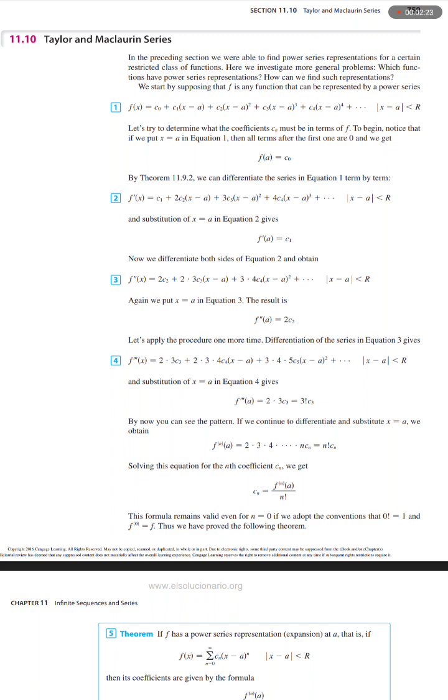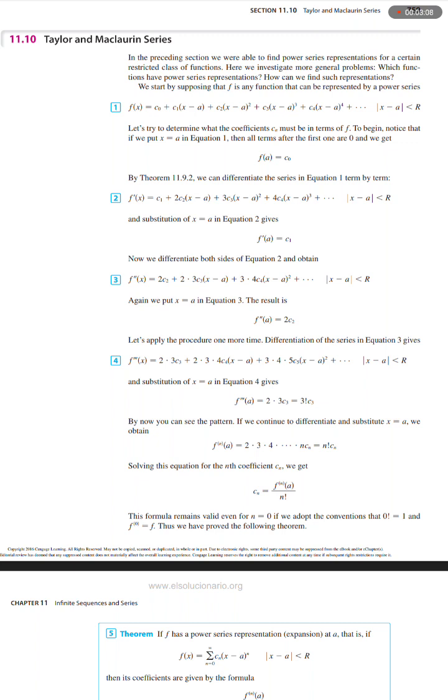Now we differentiate both sides of equation 2 and obtain equation 3: f″(x) = 2c_2 + 2·3c_3(x − a) + 3·4c_4(x − a)² + ..., for |x − a| < R. Again, we put x = a in equation 3. The result is f″(a) = 2c_2.